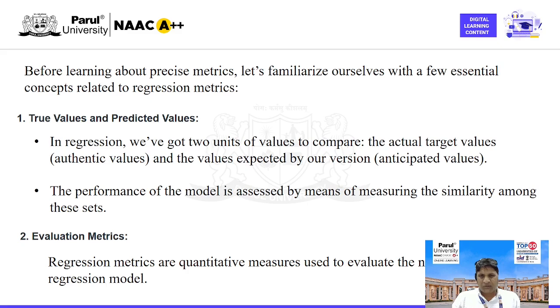It means what we predict for the result. The performance of the model is assessed by measuring the similarity between these sets. It means how similar the values are after comparing the true values and predicted values. If the true values and predicted values are very close, then we can say our model works properly, or our predicted values are very accurate.